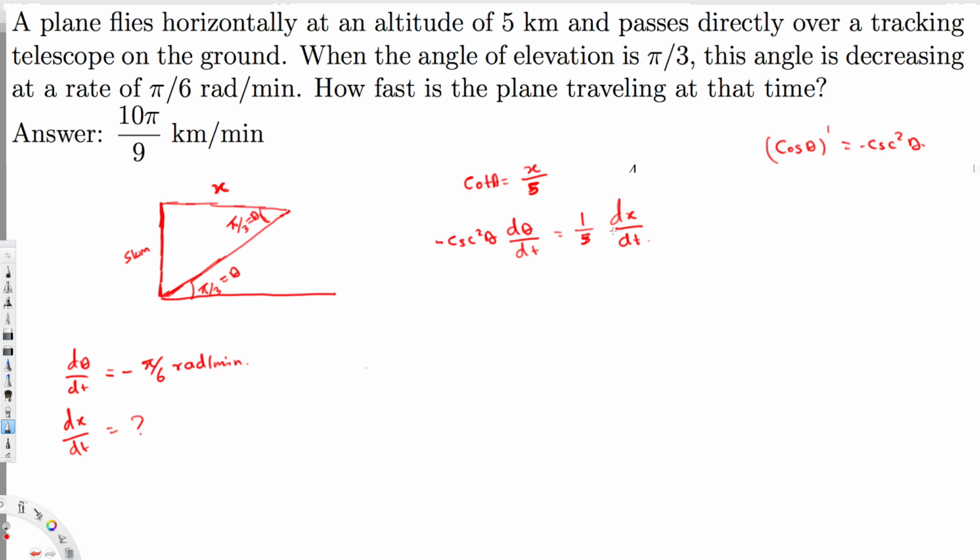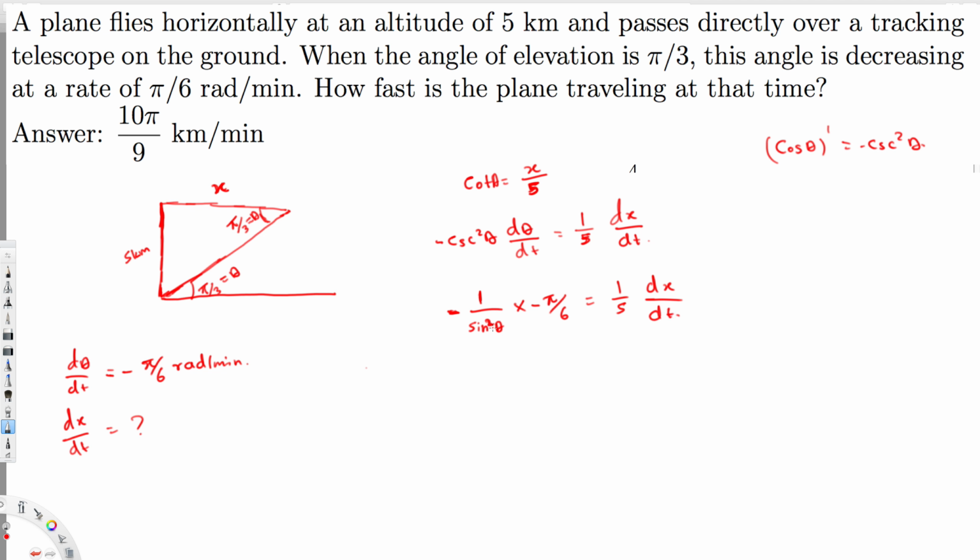The question is asking to find dx/dt, so let's find all these values right here. They have provided theta as π/3. In this case, minus cosec square theta, I can write as minus 1 over sine square theta, because cosec is the reciprocal of sine. And dθ/dt is provided. It's minus π/6. I can plug it right here. It's going to be minus π/6, equal to 1 over 5 dx/dt.